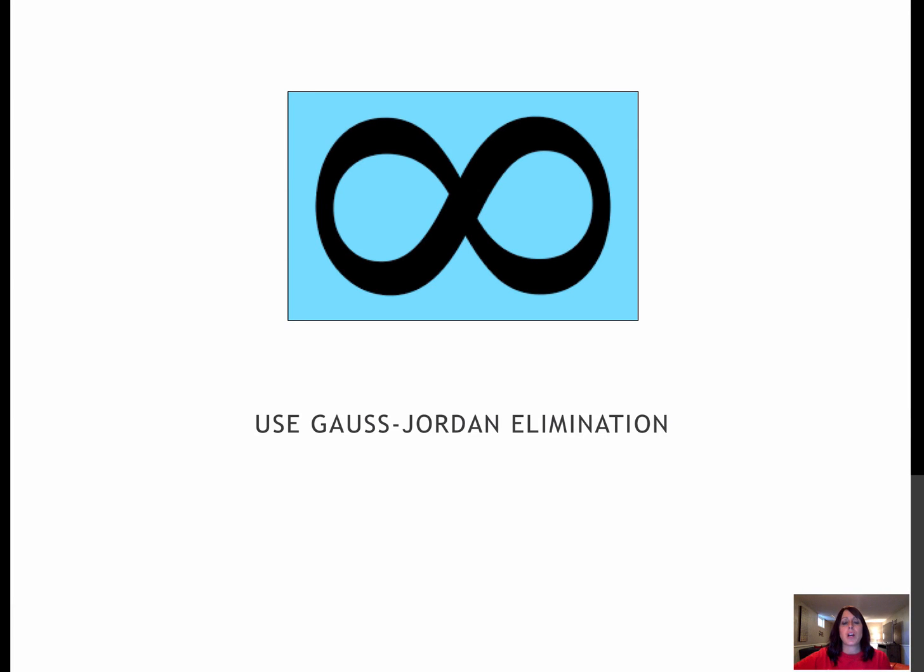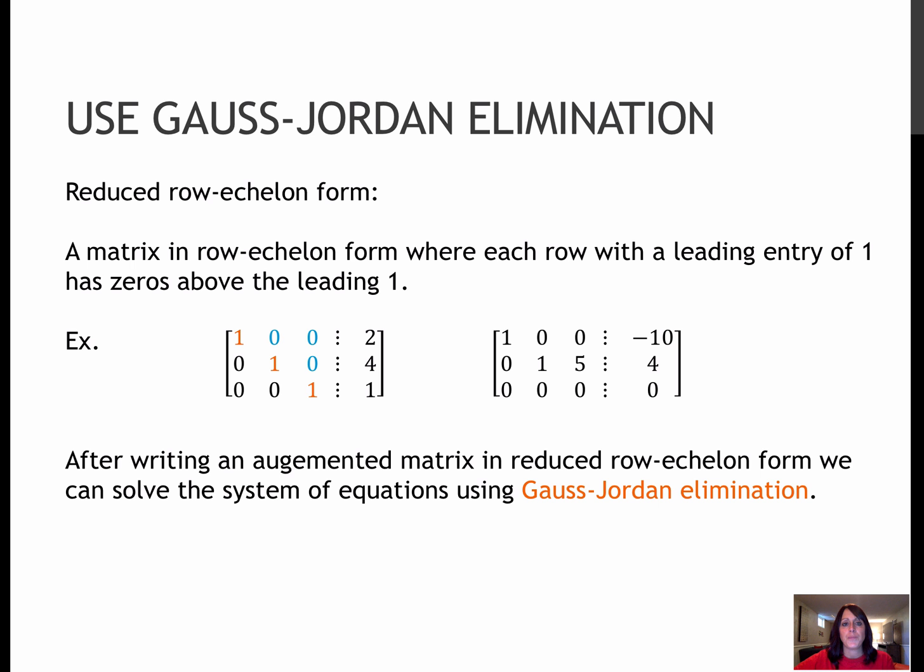In this lesson, we will talk about Gauss-Jordan elimination, which will be very similar to what we just did. When we solved before using Gaussian elimination, we had to write our augmented matrices in row echelon form. Now we're going to write them in reduced row echelon form, which means in addition to having our leading ones and zeros underneath the ones, we now also want zeros above any of the leading ones.